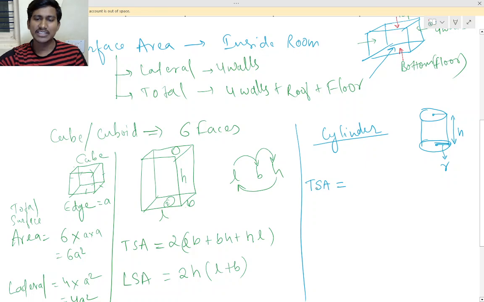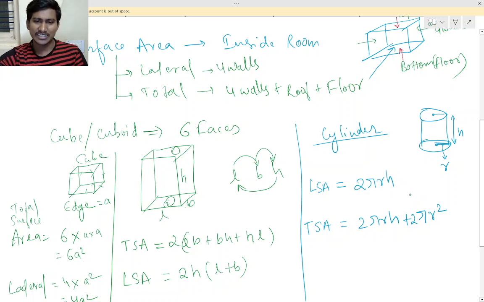First let us see lateral surface area, LSA. That is the side. If you cut it and open, it will look like this. So we find it by 2 pi r h. 2 pi r h means 2 into pi into r into h. And how do you find total surface area? We have to add 2 pi r h, the lateral area on the side, plus how much? 2 circles, up and down. Circle area is pi r square. 2 circles are there, so 2 pi r square.